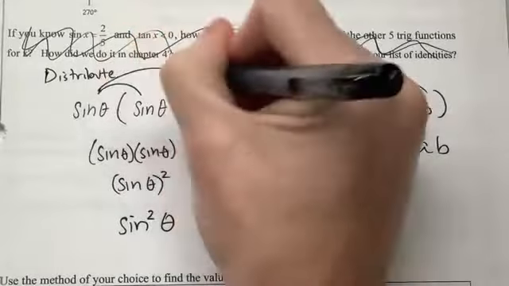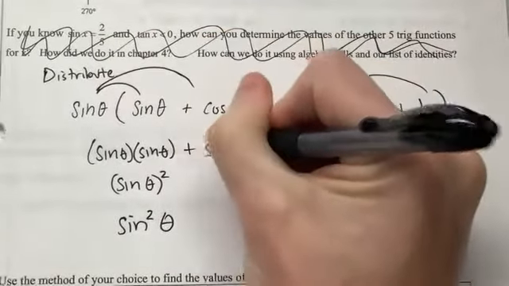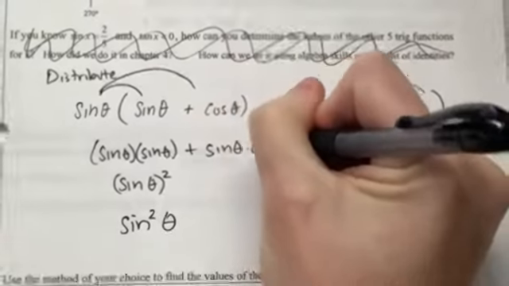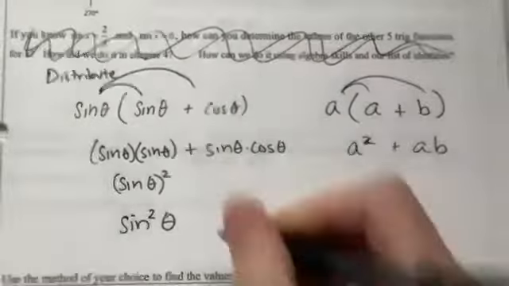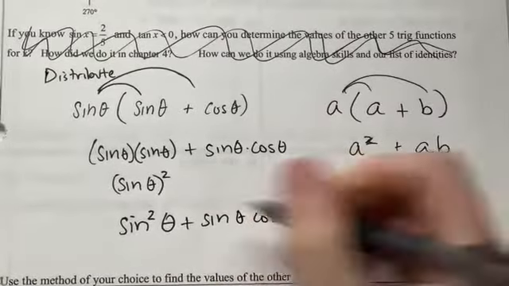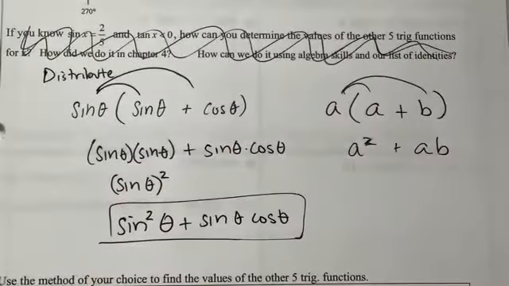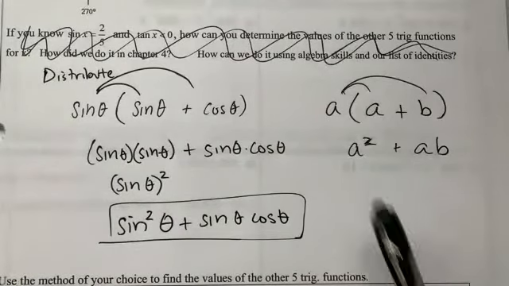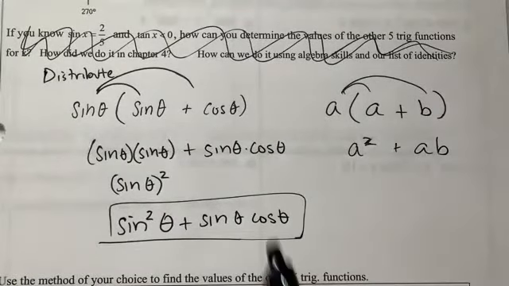And then to finish distributing, you do sine of theta times cosine of theta. So that would just be sine of theta times cosine of theta, and you can't really do anything with that. So that would just be part of the answer. So if you distribute it, you'd get that, just like you get A squared plus AB over here. So these are the types of expressions we're going to be working with this week.